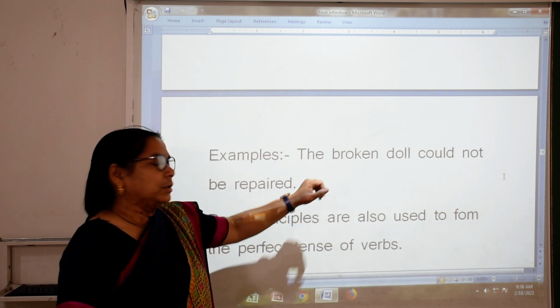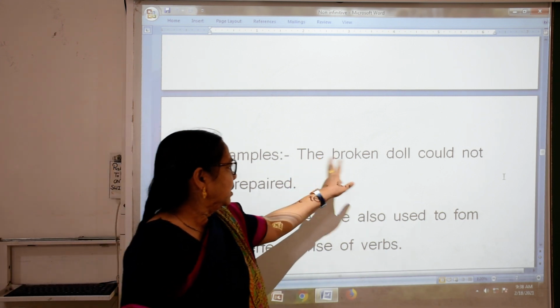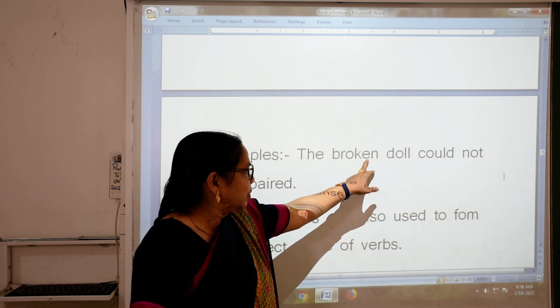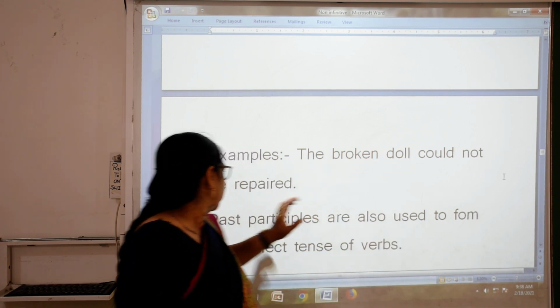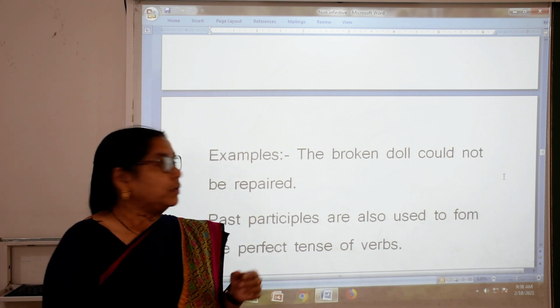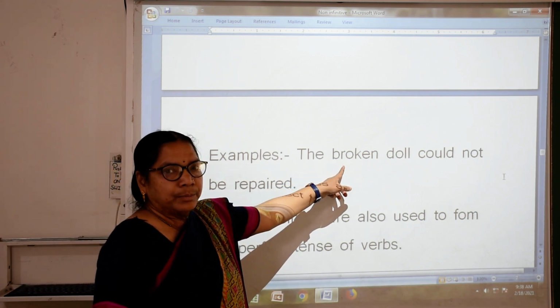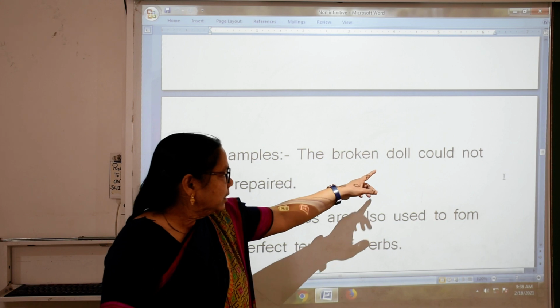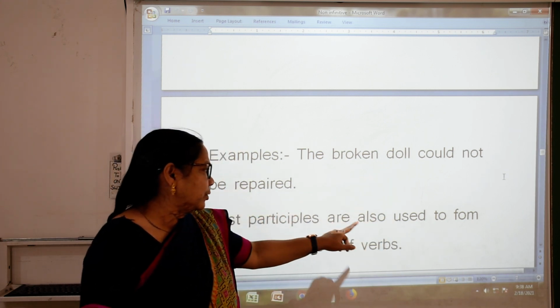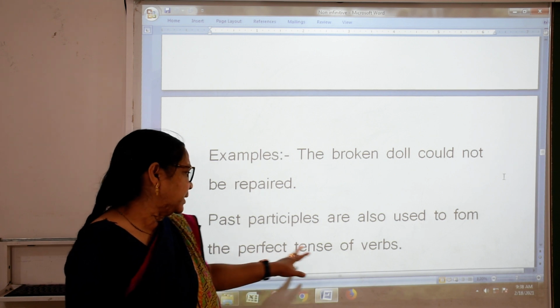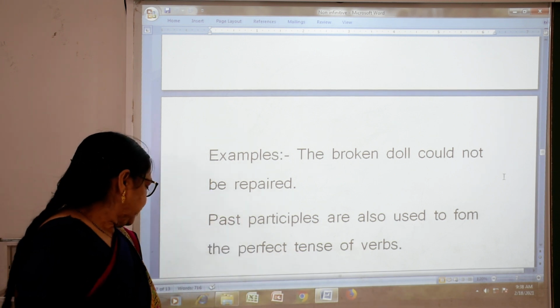The broken doll, see here, broken doll could not be repaired. Now here broken is the past participle. Past participles are also used to form the perfect tense of the verb.